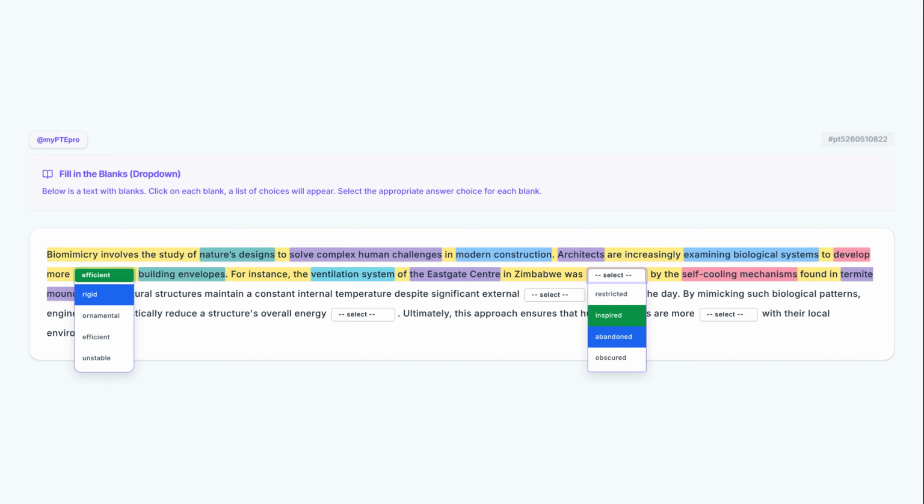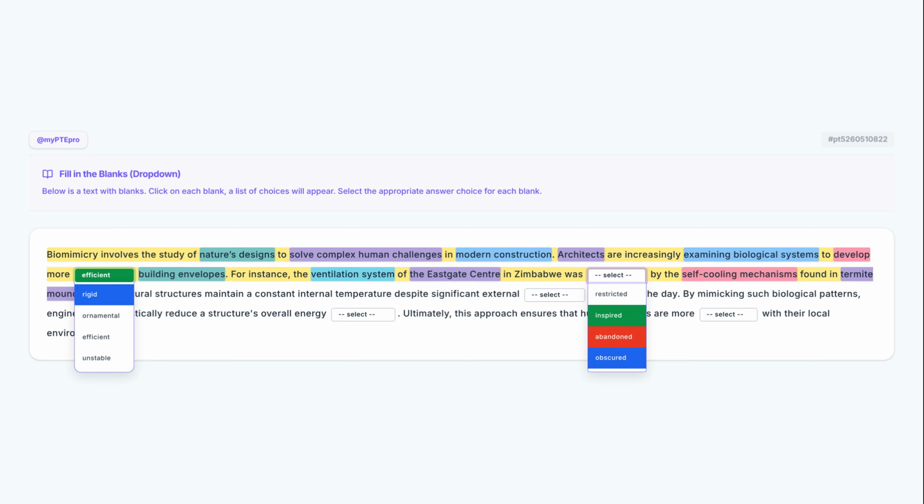Abandoned. If the design was abandoned, it would mean the project was stopped and not completed. This doesn't fit the modern construction success story of the Eastgate Center, which is a famous real-world example of biomimicry. Incorrect.